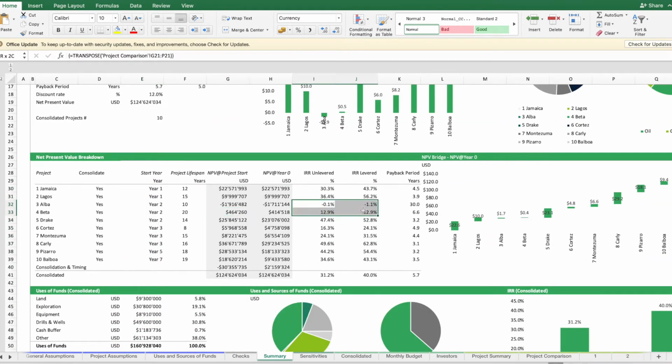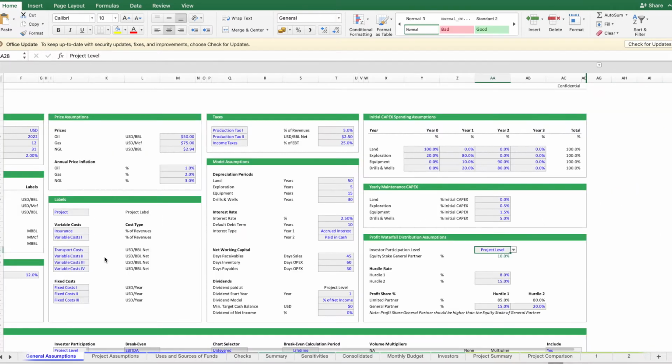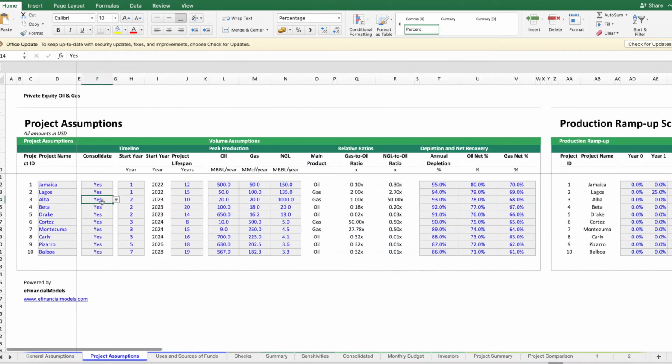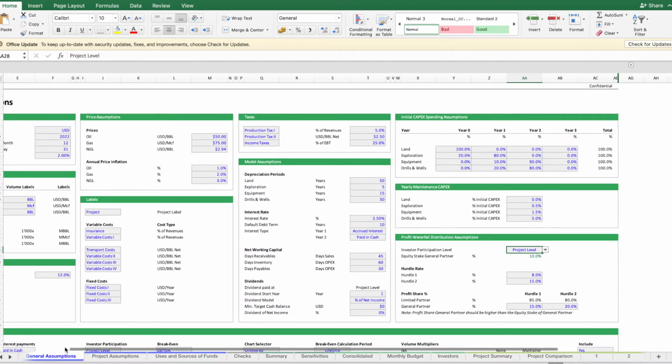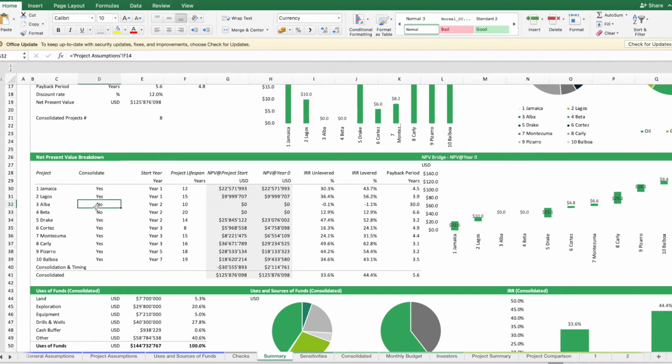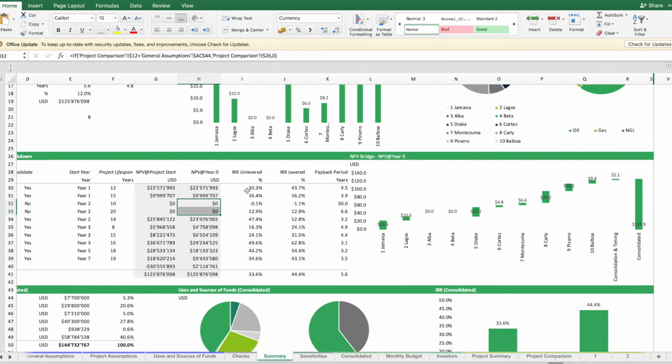As said, some of these projects might not work out. There are some candidates in there which might not be financially feasible. So in that case, let's go to project assumptions, and we simply exclude them. I hope I got the right ones. This is number 3 and number 4. So let's go back to the summary sheet. As you can see, now these are excluded, so they don't contribute to the NPV, and we focus on the projects which have higher IRR.